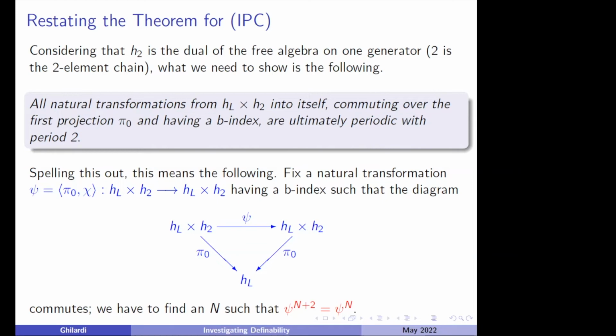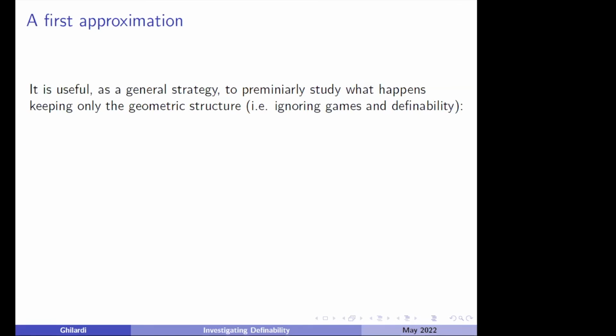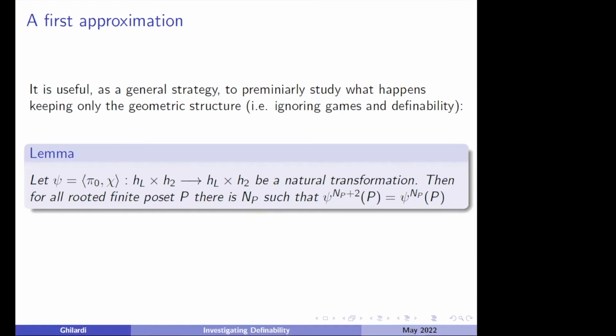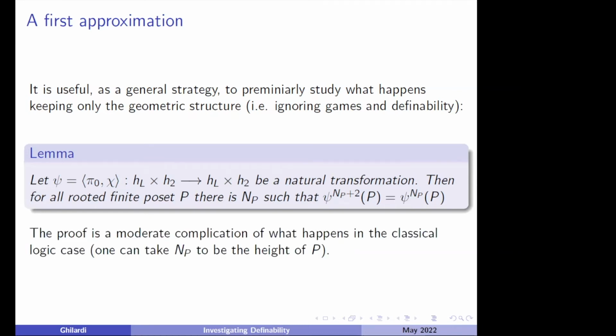Now, the idea is always the following: forget about the B index and the combinatorial structure, prove the statement without considering it, and then try to move it to the general case. So ignoring the B index, you can get the following lemma, which is a moderate complication of what happens in the classical case. Of course, it's not so simple because these are not sets any more. But if you take a natural transformation here, then for all rooted four sets, there is an index and an actual number such that we have this periodicity, but this index depends on the portion. And actually it can be taken to be the maximum length of chains in the finite portion.